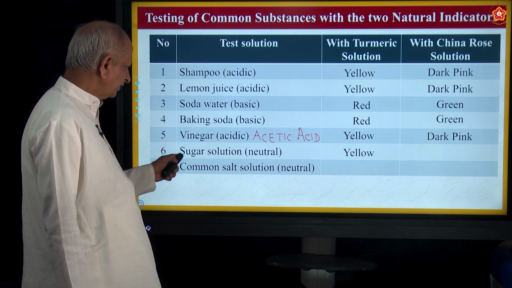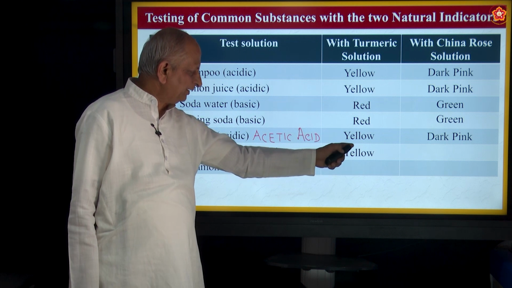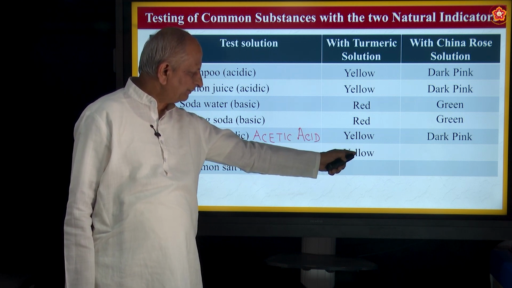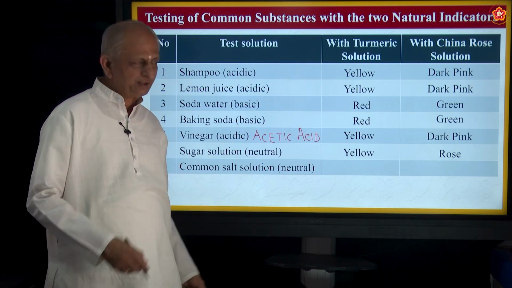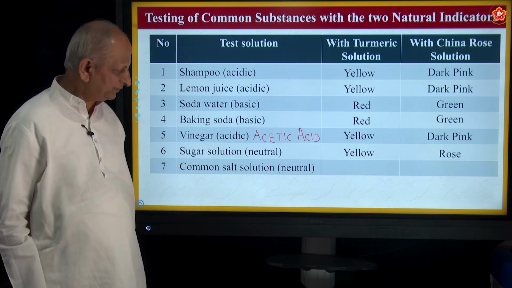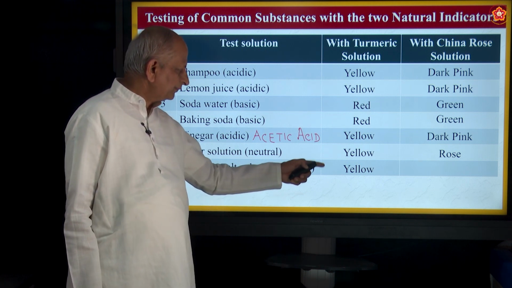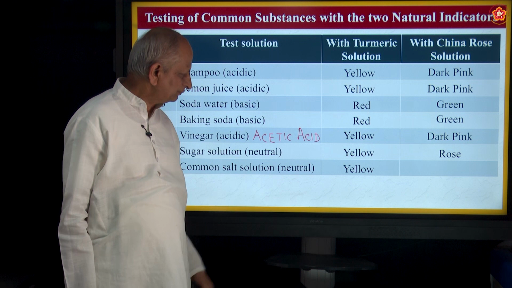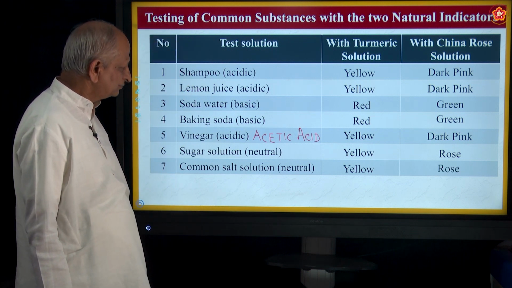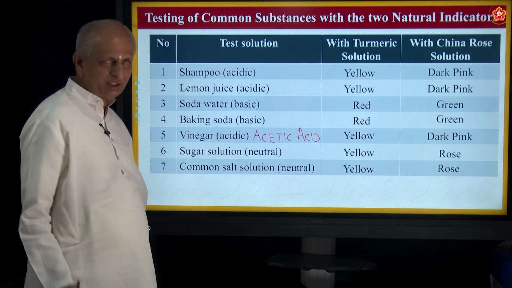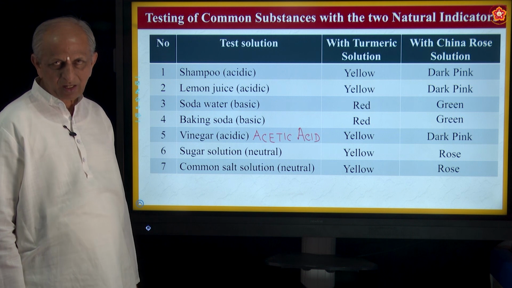Sugar solution, there is no change, it is neutral. So yellow becomes yellow only. Turmeric is yellow in nature, no change. And China rose color also remains. And common salt solution, yellow only because it is neutral. And China rose also has no change in color, it will be rose color. Understood? So note down this table. Okay.